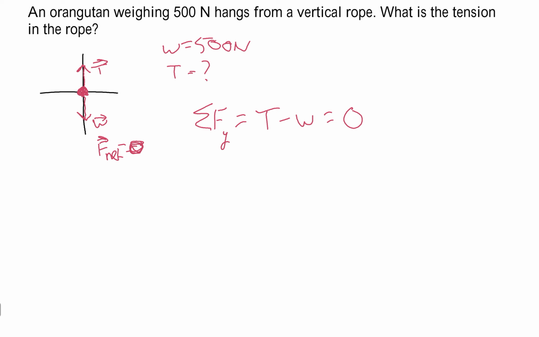So now that I have all of that, I have tension minus the weight equals 0. So I'm just going to solve for tension. I have T equals, add the weight to both sides, and I got T equals W. So tension equals the weight. And now I know that the weight is 500 newtons, so tension equals 500 newtons. And because that's a positive value, I know that the tension is actually going up. So this makes sense that I got a positive 500 newtons.